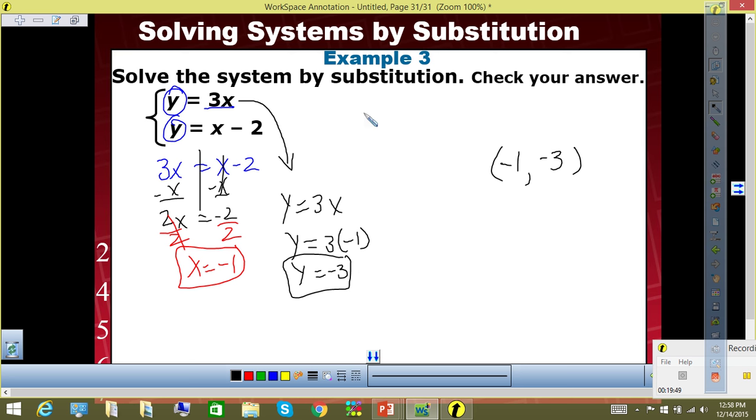Yes? Oh, what if you did the bottom one? y equals x minus 2, y equals negative 1 and negative 2. What is negative 1 and negative 2? Negative 3. Doesn't matter which one you use. Remember, they're giving you options.